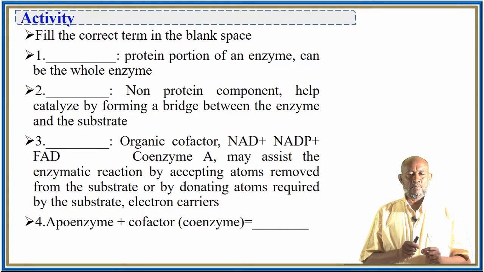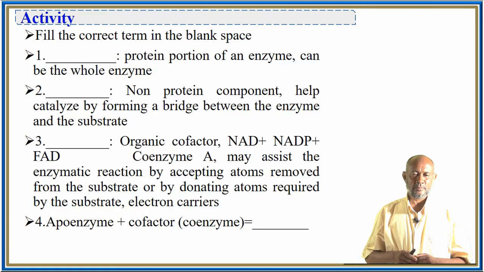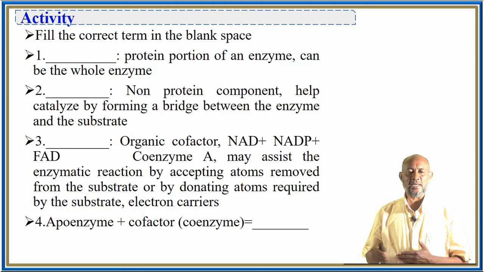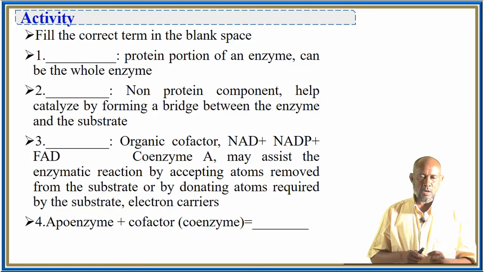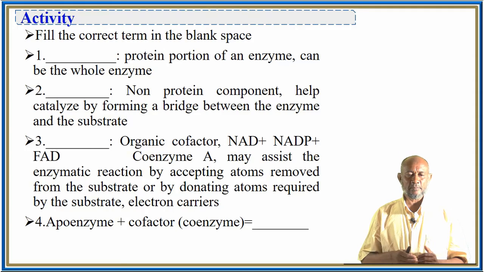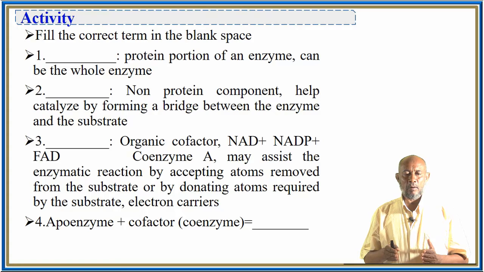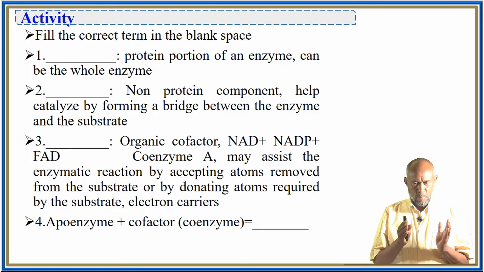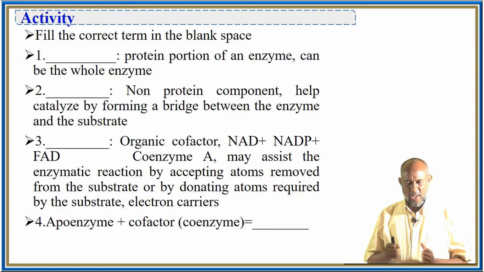The first one: blank is a protein portion of an enzyme, can be the whole enzyme. Second: blank, the non-protein component that helps catalyze by forming a bridge between enzyme and substrate. The third: blank is an organic cofactor like NAD, NADP, FAD or coenzyme A, may assist the enzymatic reaction by accepting atoms removed from substrate or by donating atoms required by substrate, an electron carrier. The last one: a coenzyme plus a cofactor make blank.